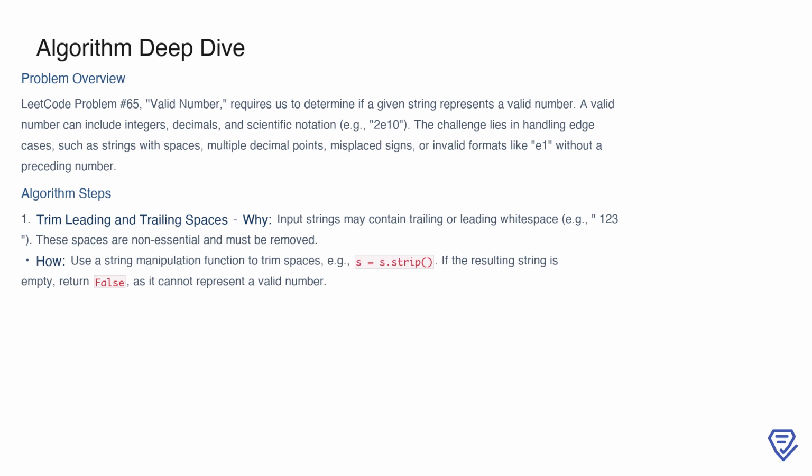To solve this, we start by trimming any leading or trailing whitespace from the string. This is important because spaces are not meaningful in the context of a valid number. For instance, a string like " 123 " should be reduced to "123". If the resulting string is empty after trimming, it means there's nothing left to validate, so we immediately return false as it cannot represent a valid number.